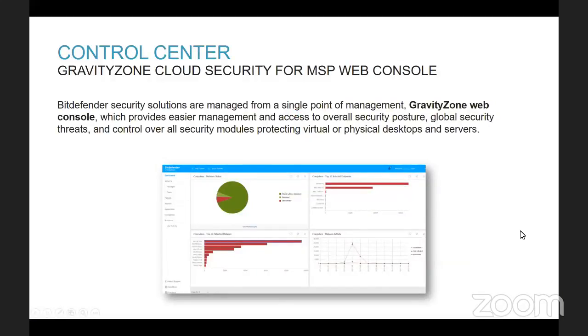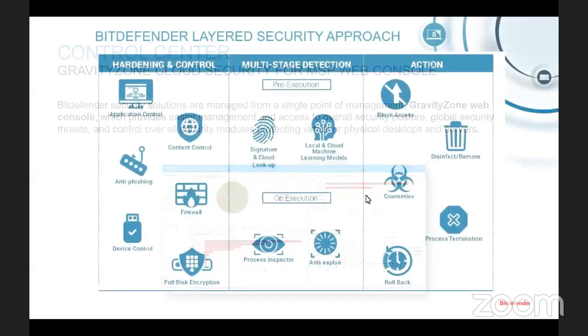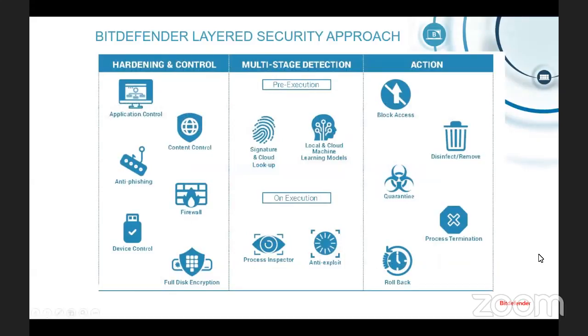Our Gravity Zone console is a web-based multi-tenant solution that allows you to keep your customers' networks segmented from each other. It also allows you to provide monthly billing, do policy control, deployments, all from a central location, and much more. What we're doing as far as an anti-malware, antivirus approach is taking multiple layers, from hardening and controlling to multi-stage detection and then action on something that is detected.